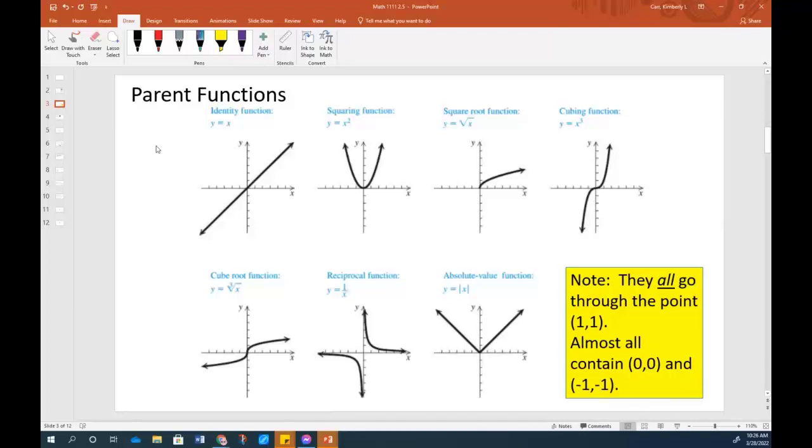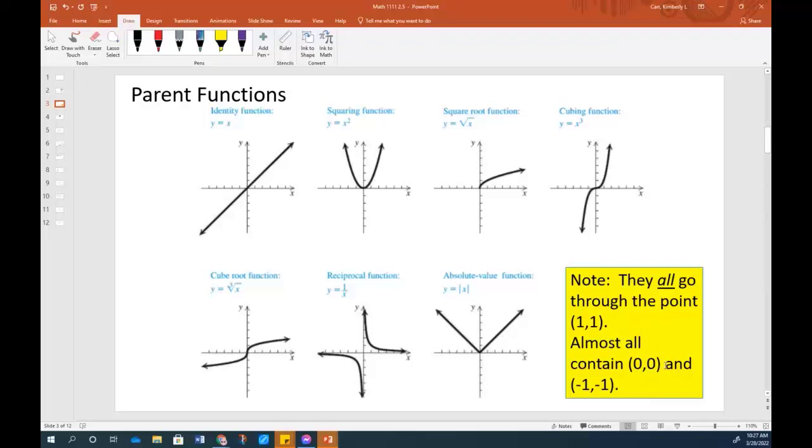Now, this is not every single parent function, but a parent function is, in my explanation, the simplest function of its kind. You're not going to have any numbers in it for coefficients other than a 1, and you don't have anything added or subtracted. You could have powers that are not 1, so you can see here things that are squared. But our most basic functions have no coefficients other than 1, nothing added or subtracted, and they have some real commonalities. They go through the point (1, 1), all of them. If possible, they go through the point (0, 0).